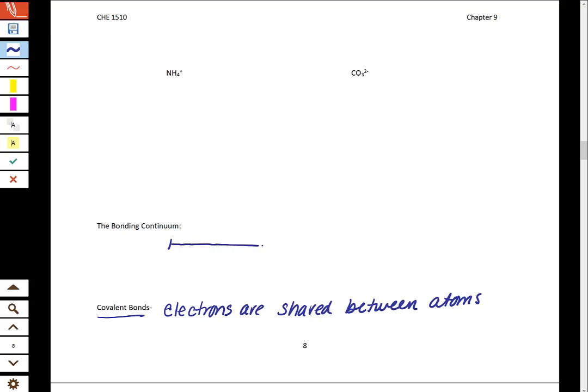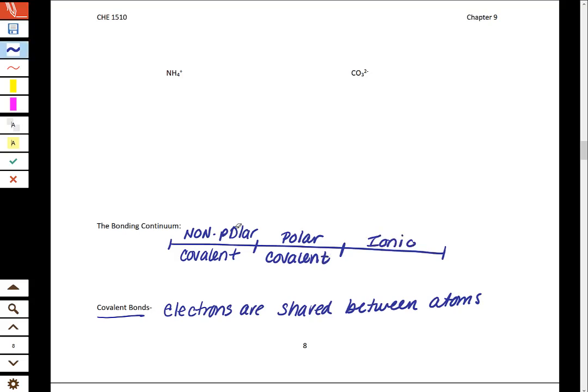So I'm going to draw a little line here to start to illustrate bonding as a continuum. And there are really three sections in bonding. There are nonpolar covalent, and then there are polar covalent bonds, and then we get into ionic. So in the chemistry world, usually bonds are classified as one of these three types.